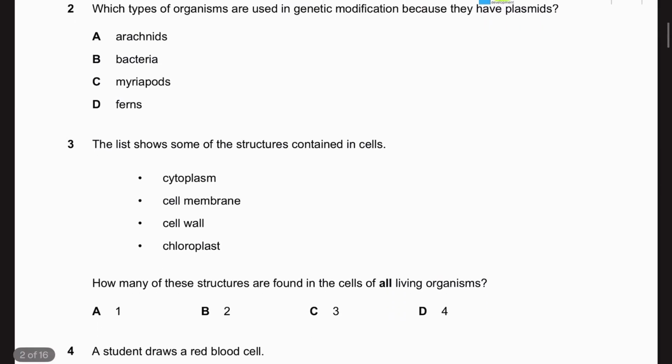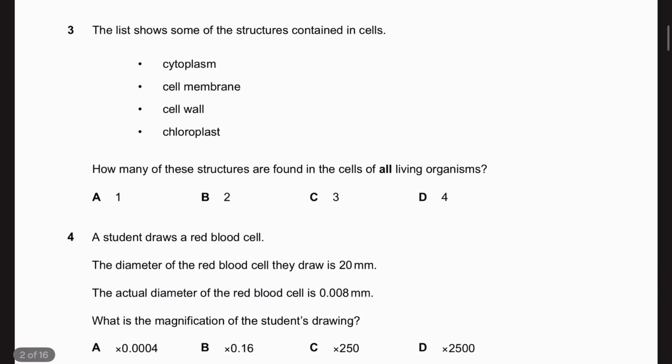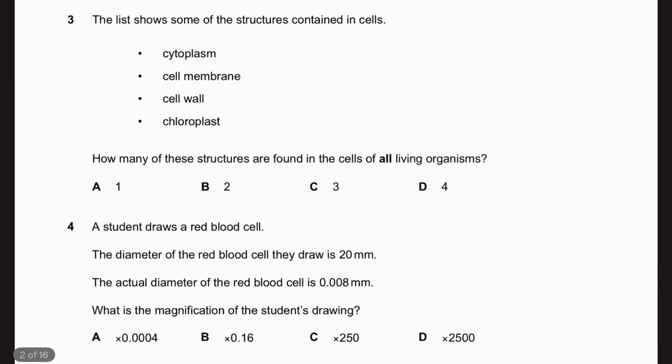Next, which types of organisms are used in genetic modification because they have plasmids? Okay, now, really, guys, the word plasmid is only associated with one thing, and that's bacteria. Only bacteria have plasmids. Nobody else does. Just remember it.